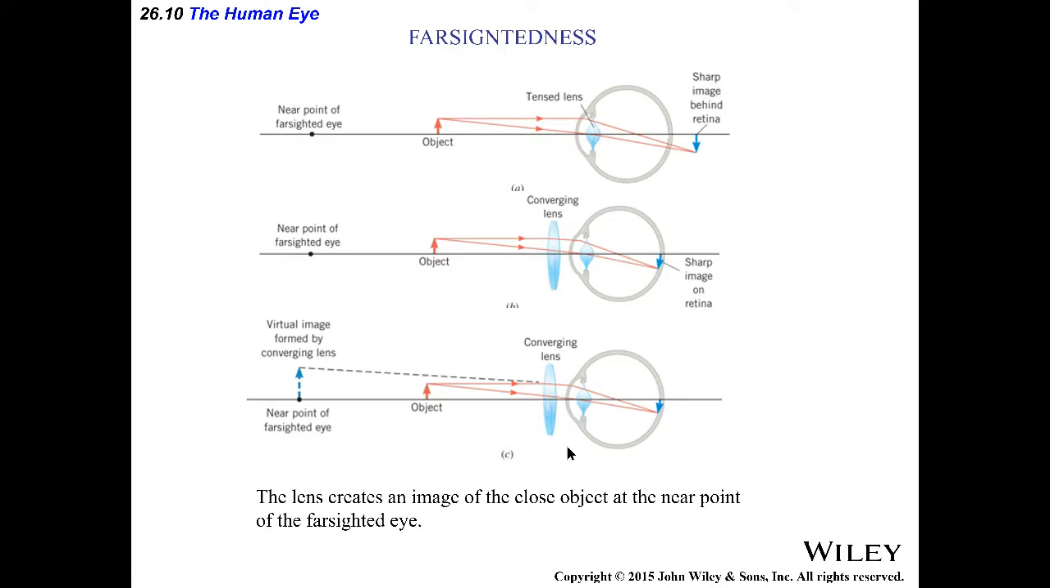My natural lens is not able to focus on this near object. So what I need is another converging lens to add to the power of my natural eye, such that together it is now more converging to bring the image to my retina. And that's why I need a converging lens.